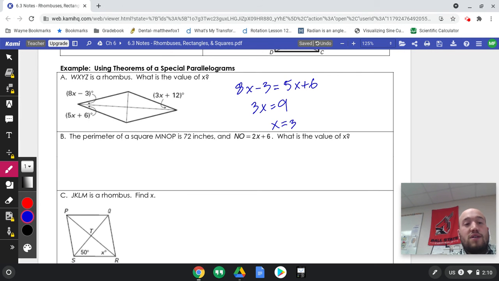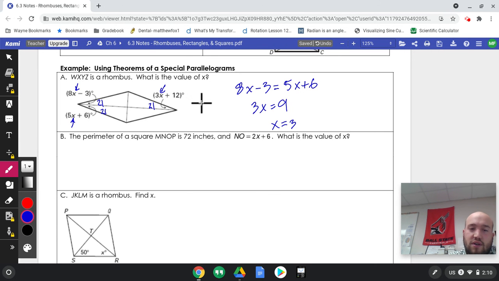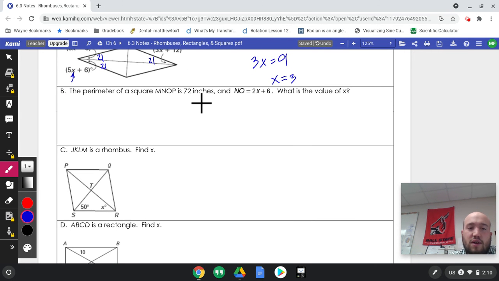Now, if you didn't trust it, you could plug that in here. 8 times 3, 24 minus 3 is 21. On this side, 5 times 3, 15 plus 6, 21. Here, 3 times 3 is 9, plus 12 is 21. All of those work. Now, this next one, we don't actually need to use any of the theorems. We can just use our properties.